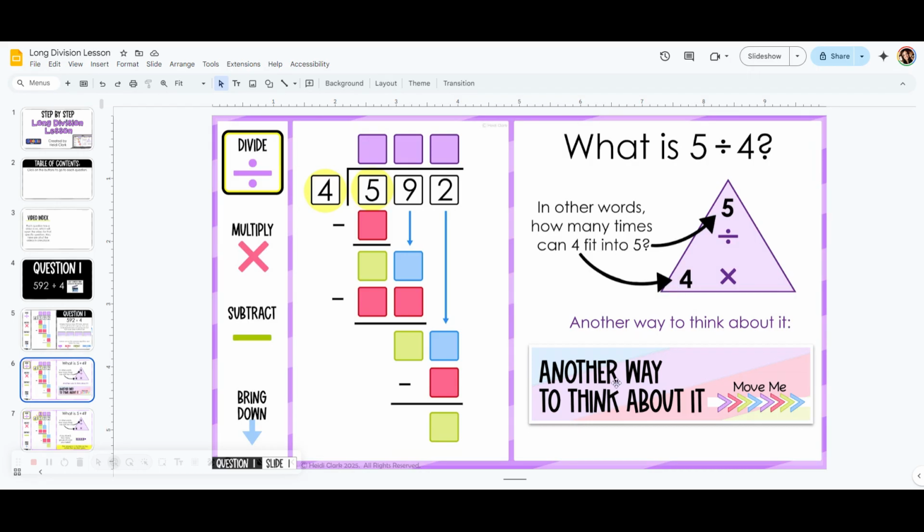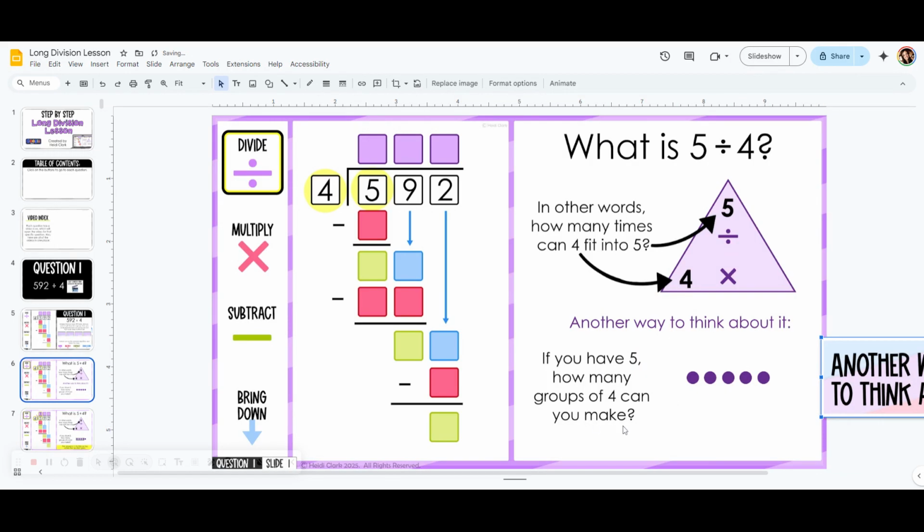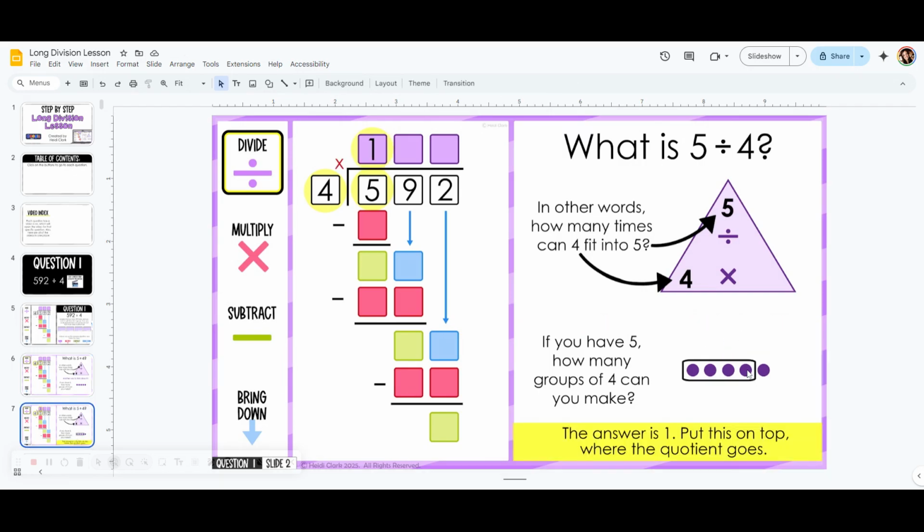Here's another way to think about it. If I have 5, how many groups of 4 can I make? Well, I can only make one group of 4. 4 only fits into 5 one time, so we would say 5 divided by 4 is 1. It can fit in one time. You're going to put that 1 up here at the top. Anytime you divide, you're going to put the answer on top where the quotient goes. And you can also use the color to help you. This is purple for divide, so it goes in a purple box.